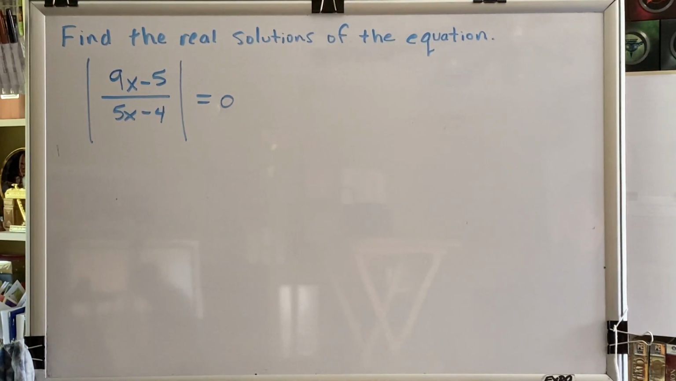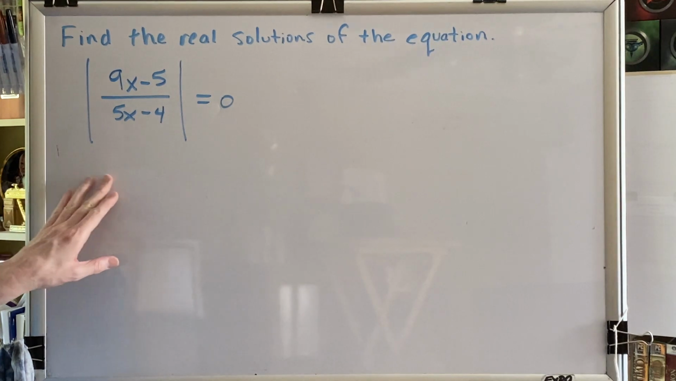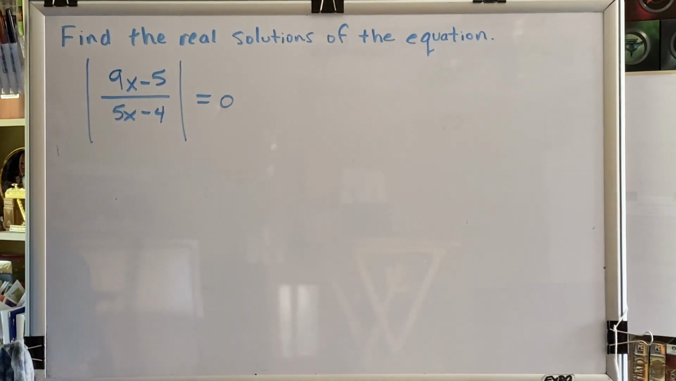The topic of this video is solving absolute value equations. Let's look at a problem. Find the real solutions of the equation. We have the absolute value of this fraction equals 0, and the fraction has a numerator of 9x minus 5 and a denominator of 5x minus 4.